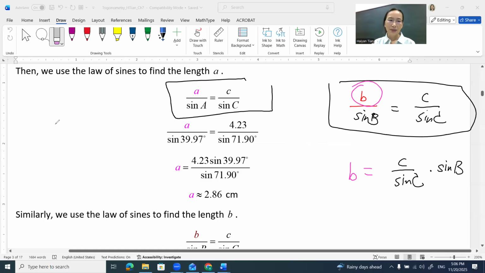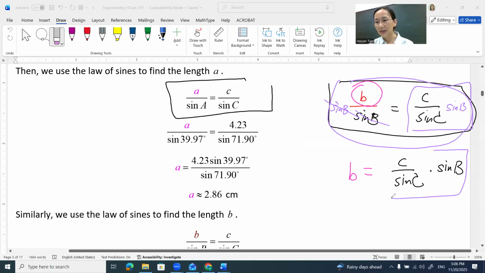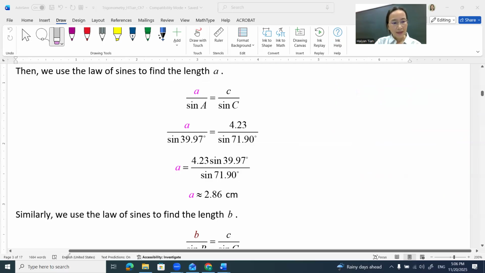How do we get that? Just from the equation, as long as we multiply both sides by sine capital B, then we can get B on the left side. So B will be solved. B will be just this, which is that quantity. And then let's get the numbers.